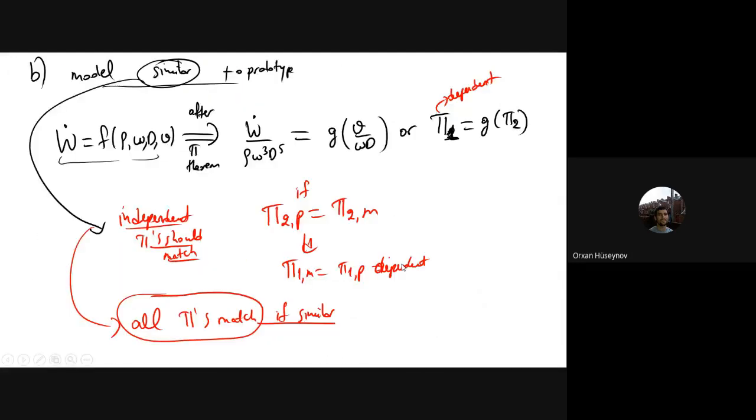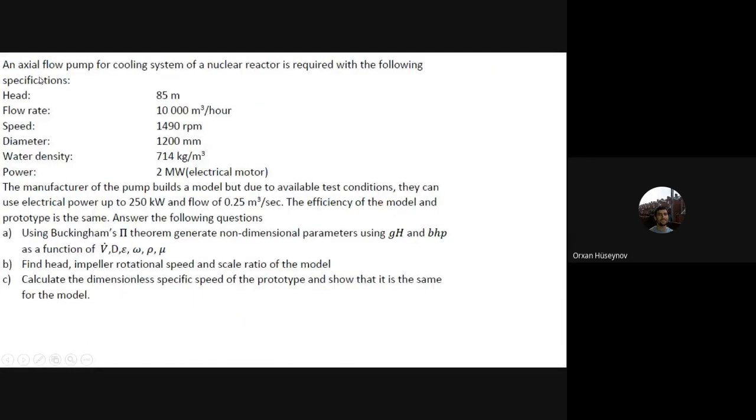So now comes the next question. You have an axial flow pump for the cooling system of a nuclear reactor, required with the following specifications. You have the head of the pump, the flow rate of the pump, speed, diameter, water density, and the power.